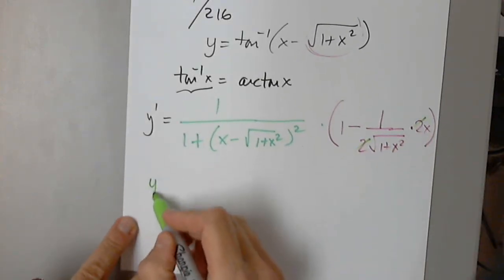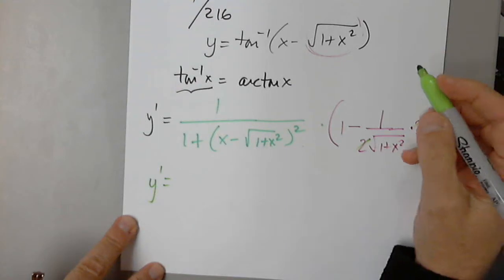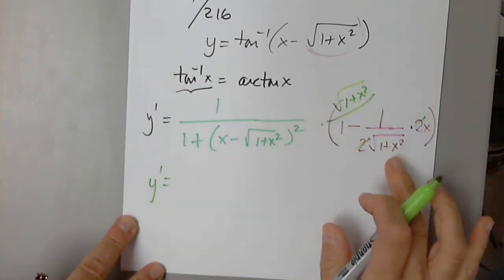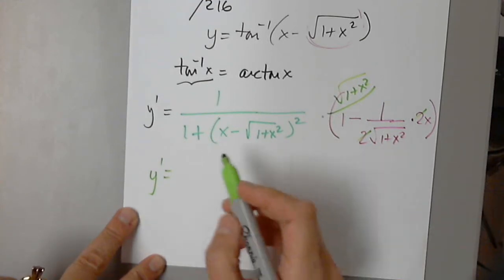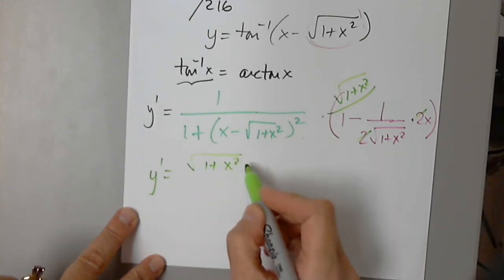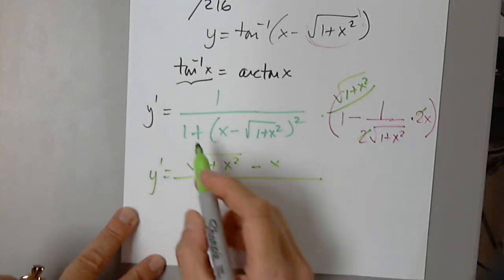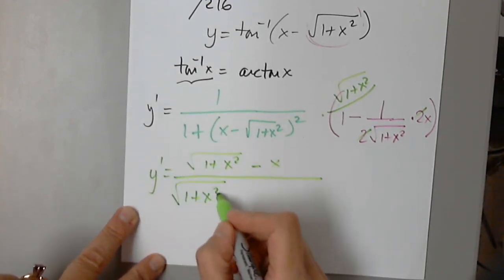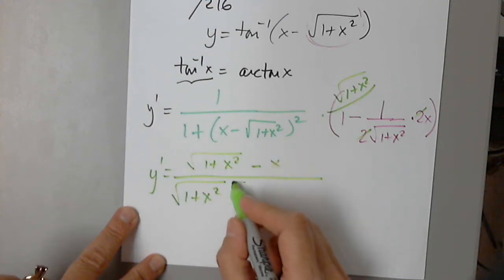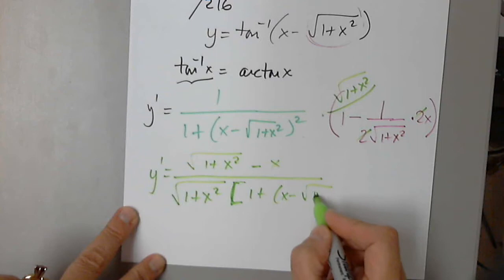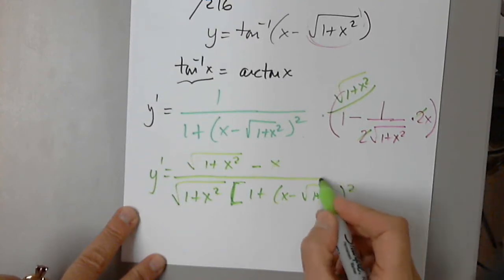It can be further simplified, but I'm fine with it as is. So I'm just going to write y prime as, I'm going to multiply this by the square root of 1 plus x squared because the least common denominator is this. So the square root of 1 plus x squared minus x, everything divided by, I'll put this in front, the square root of 1 plus x squared, and I copy this. Let me use brackets now. 1 plus x minus the square root of 1 plus x squared, squared.